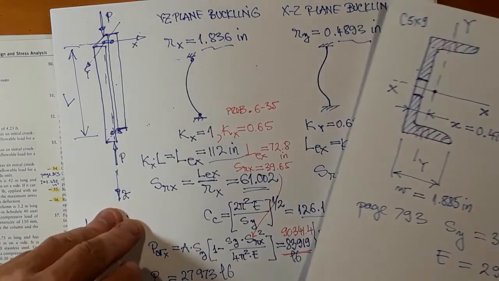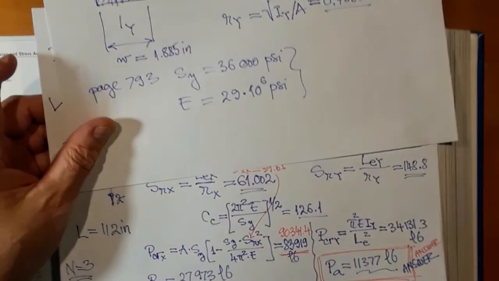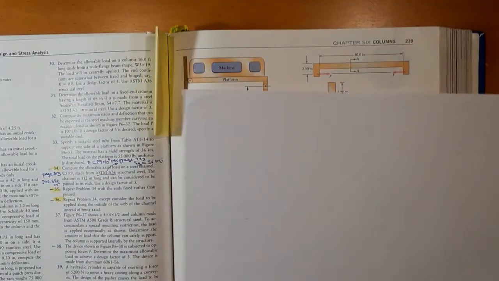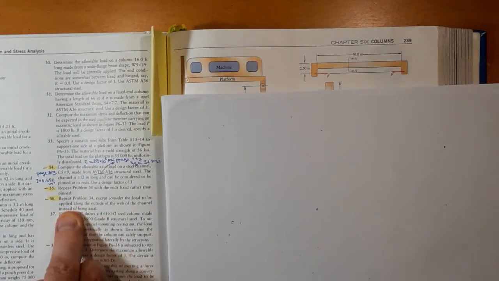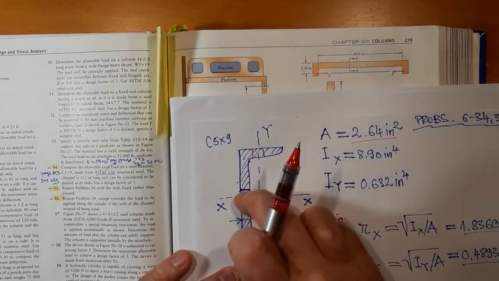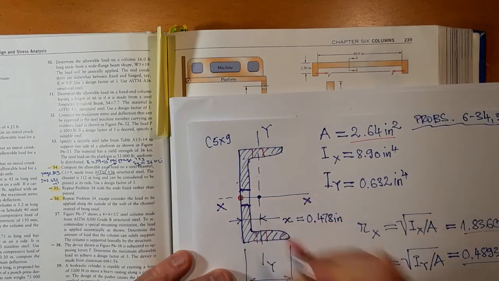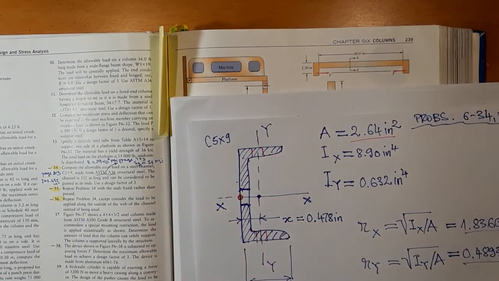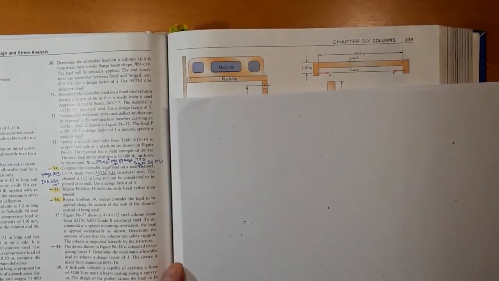Problem 36 is actually considering that case. It says repeat problem 34, except consider the load to be applied along the outside of the web of the channel. So we have the same pin, but the force now goes here. Okay, so this would be the case of eccentric loading.